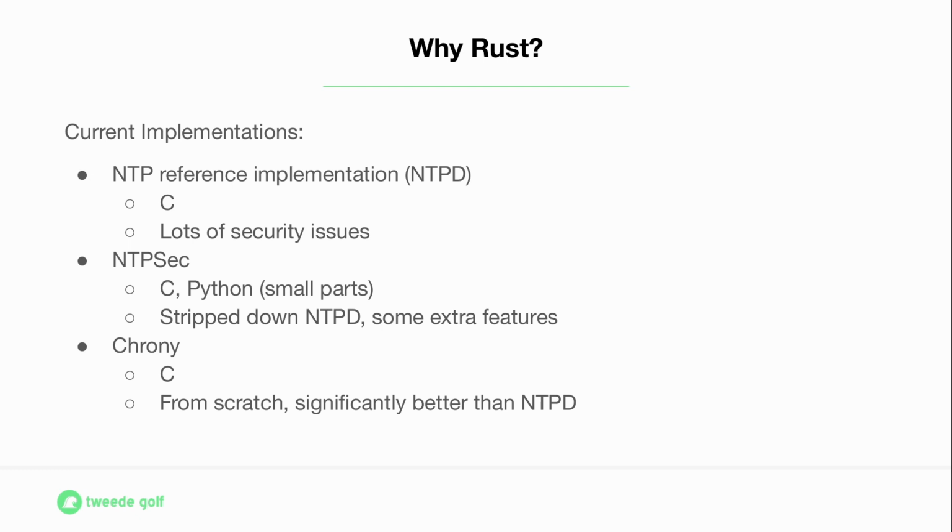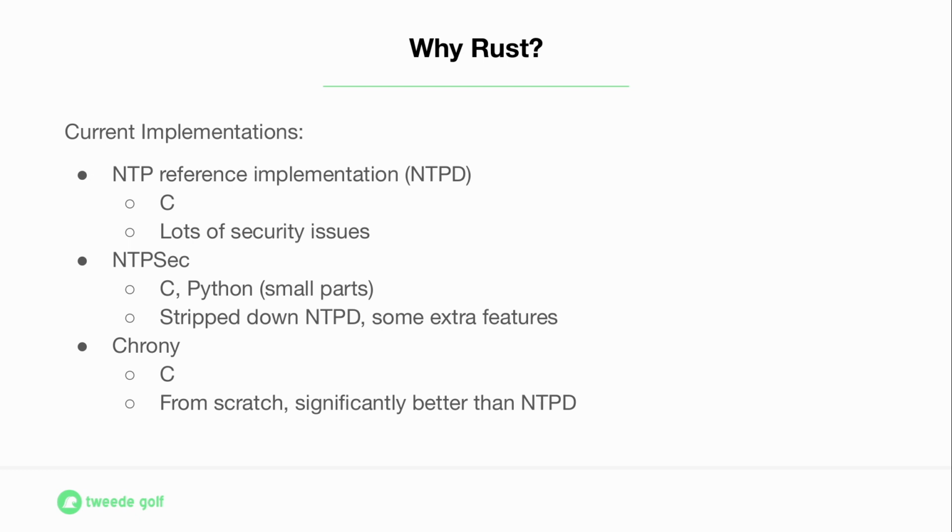Chrony is actually a fairly modern implementation, still written in C. It has had memory issues in the past, but it seems to be written a lot better than the reference implementation. It's essentially a complete implementation from scratch. So that's also, by the way, what our ntpd-rs implementation is. It's not a C to Rust port. It's completely built from scratch in Rust.